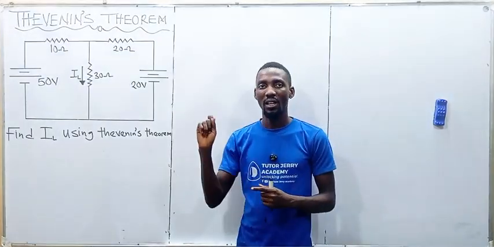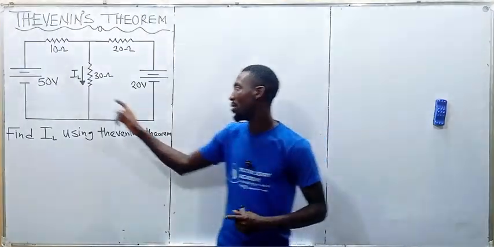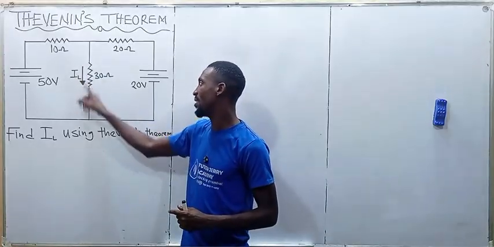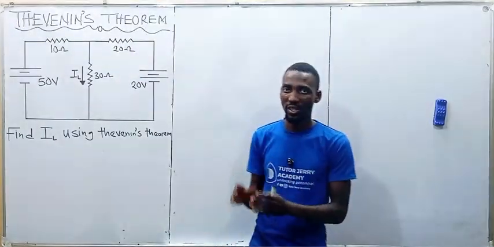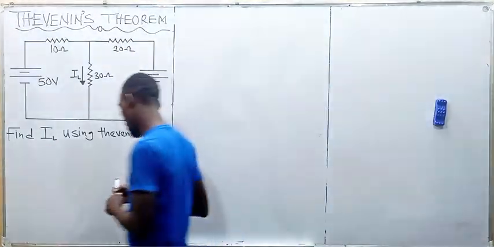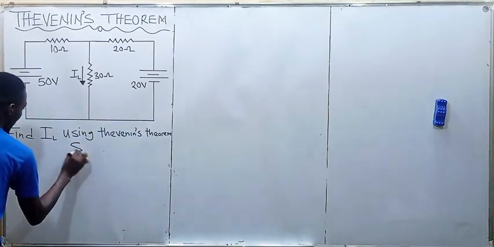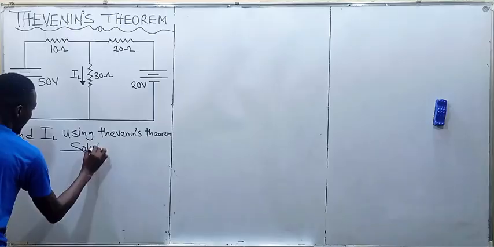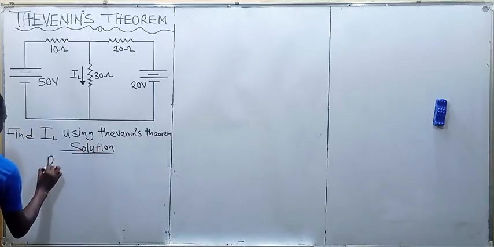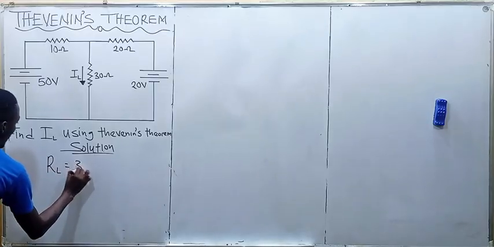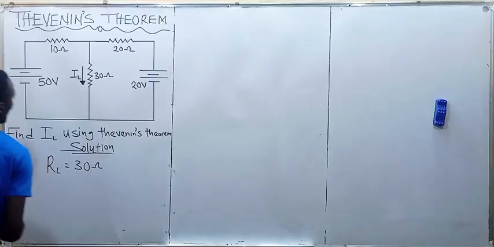The load resistor. Since the current here is indicating that the current is passing through this 30 ohms, it shows that our load resistor is what? Is 30. So solution, load resistor R subscript L is equal to 30 ohms. So that's the first thing.